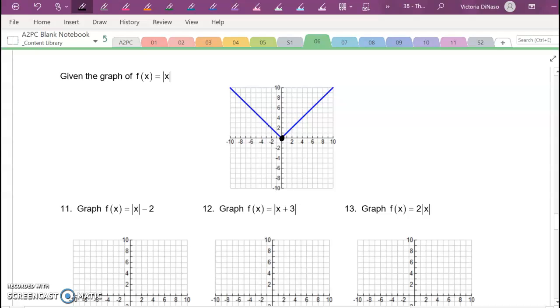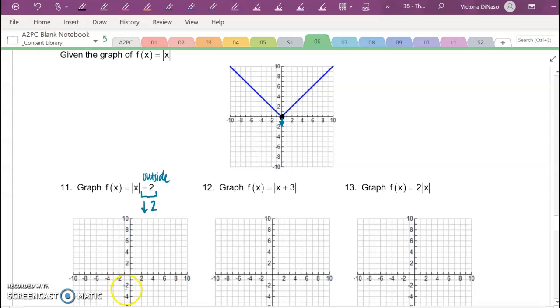So we're going to take a look at number 11, and we have f of x equals the absolute value of x, and then we have minus 2. Notice that the minus 2 is on the outside of the absolute value, what I like to call the outside. So you're going to go back to your chart and say, okay, it's on the outside. Well, it's a vertical translation. I'm either moving up or I'm moving down. Because we have a subtracting 2, we're going to be moving down 2. So I'm going to start at 0, 0, and we're just going to move down 2. And we're going to plot our point.